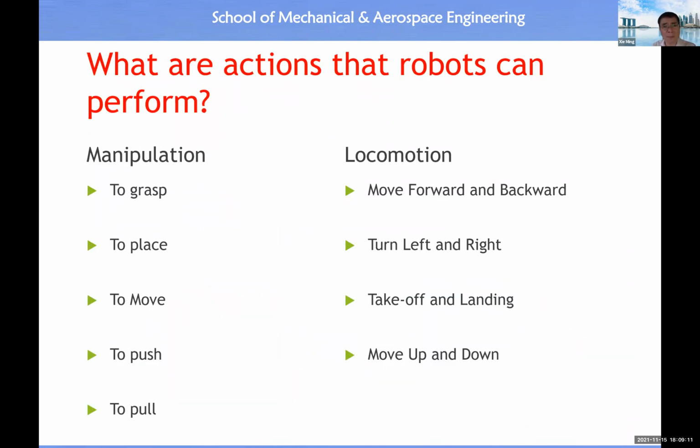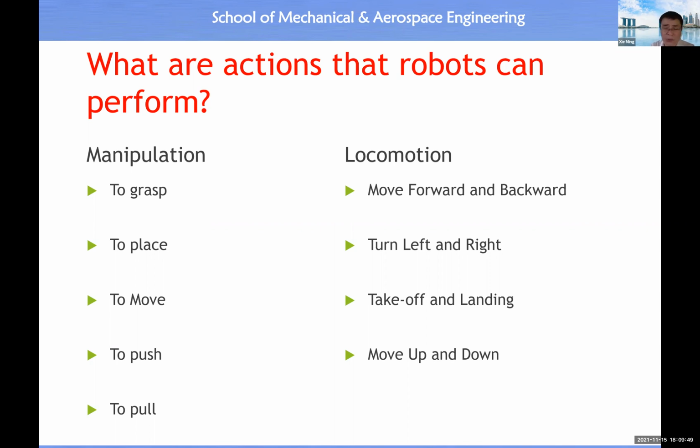Then the next question will be, what are the actions that the robot can perform? Okay, so the answer will be robots could perform 2 types of action. One is related to manipulation, and the second one is related to locomotion. Okay, manipulation includes grasping and movement of the arm, etc. Okay, locomotion includes wheeled locomotion, leg locomotion, etc.